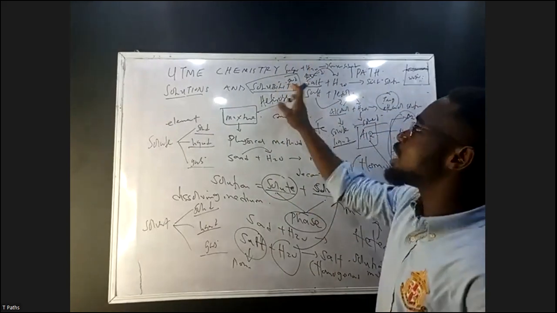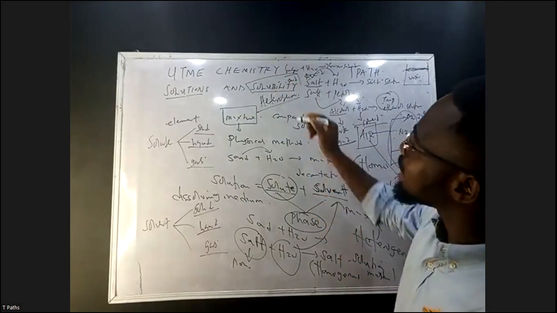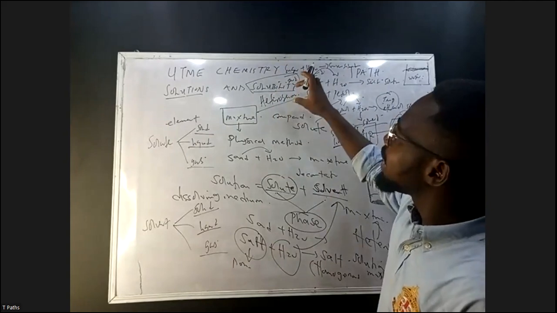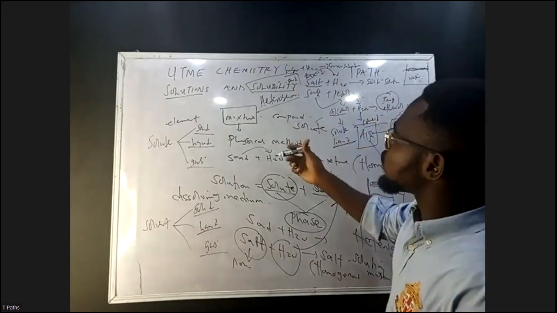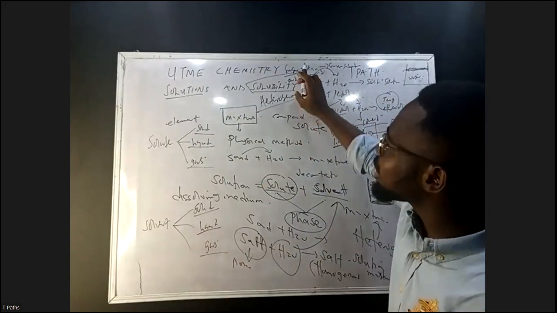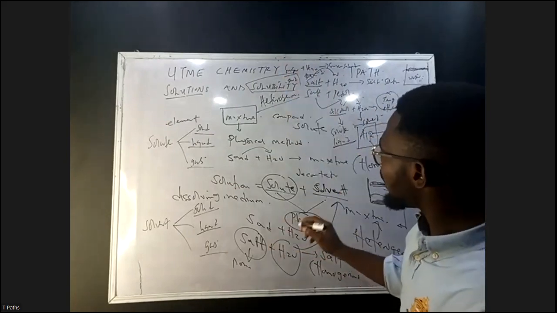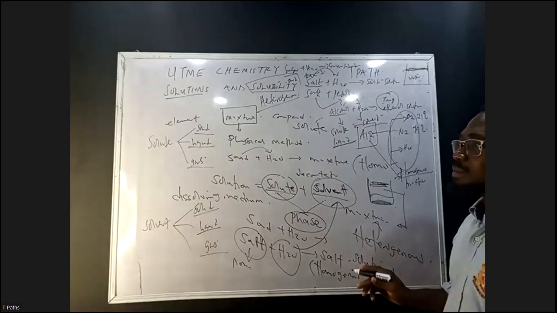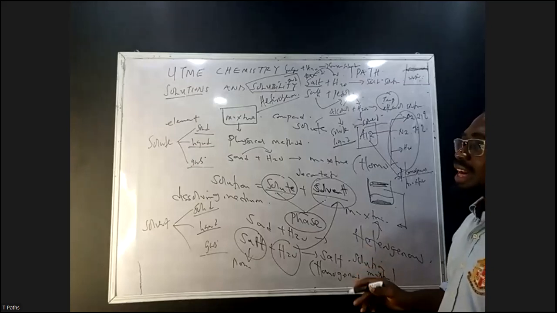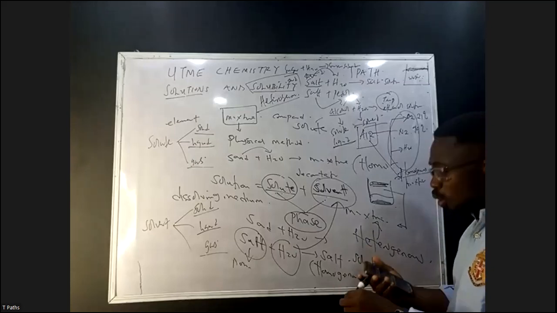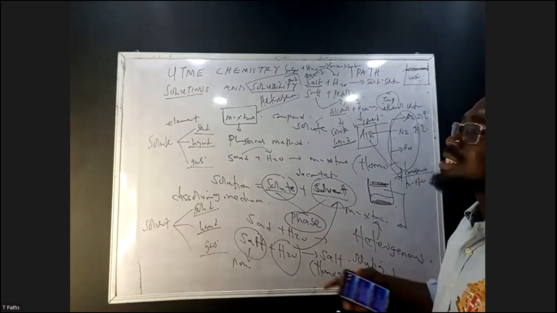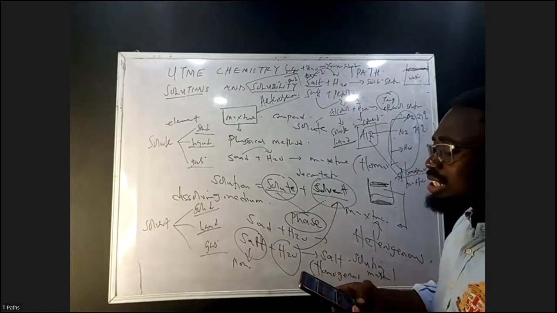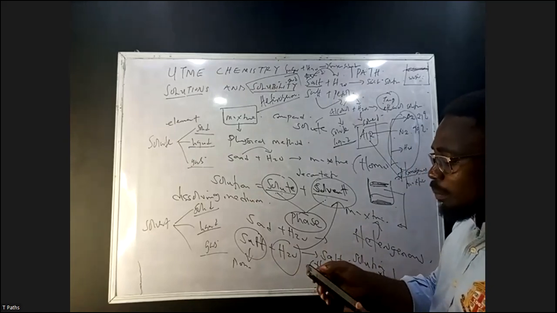Now, when I was defining solubility, I made a statement. I said solubility is the amount of a substance. When I say substance, I'm referring to the solute. The amount of the solute that will be dissolved in a given amount of solvent at a particular temperature. What does that mean? It means that your solubility depends on temperature.